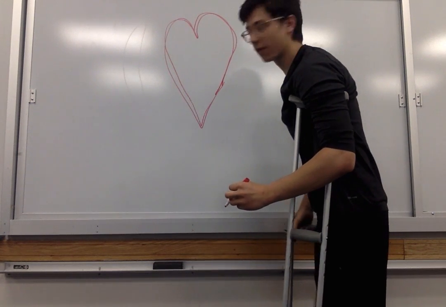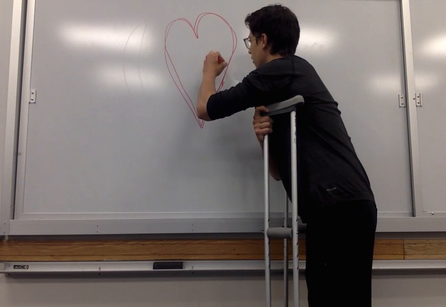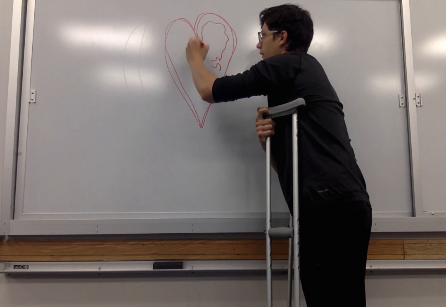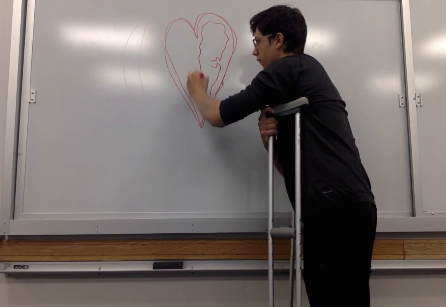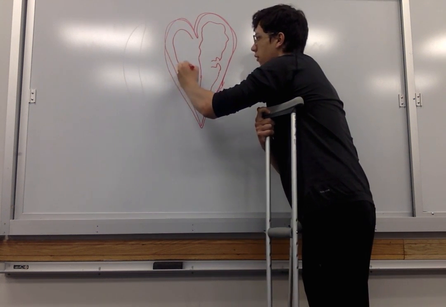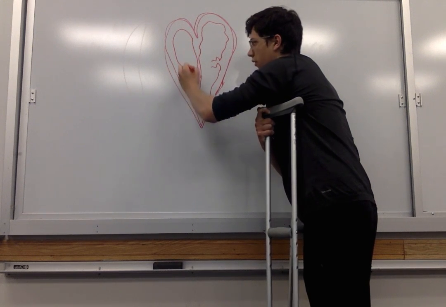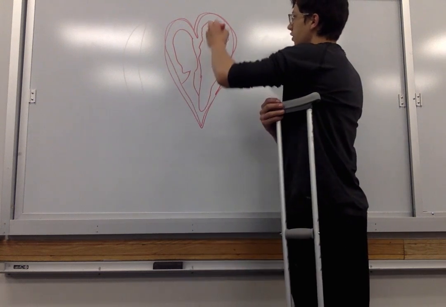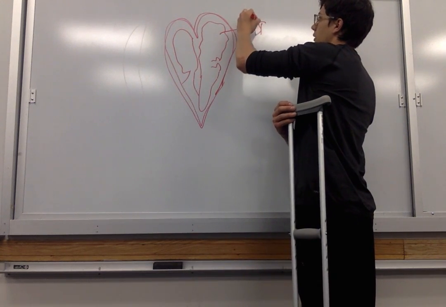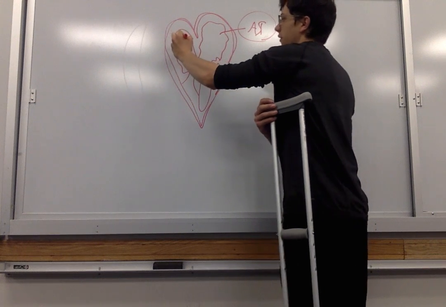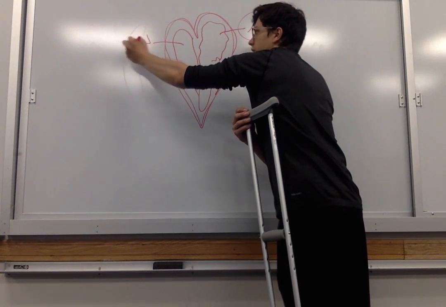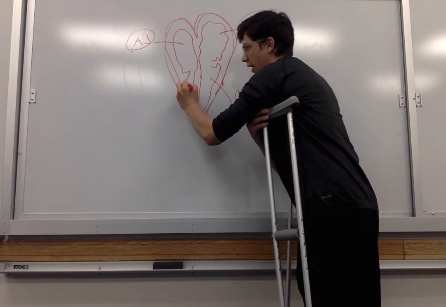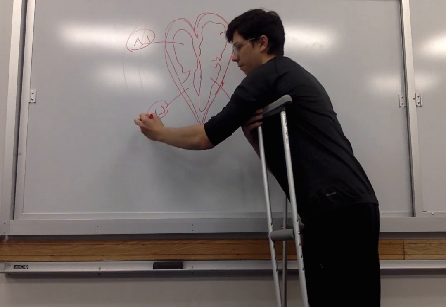So the heart is roughly divided into 4 separate sections, separated by the myocardium, which is thick muscle. You have the atriums at the top, the right atrium, the left atrium, and the ventricles at the bottom, the right ventricle and the left ventricle.